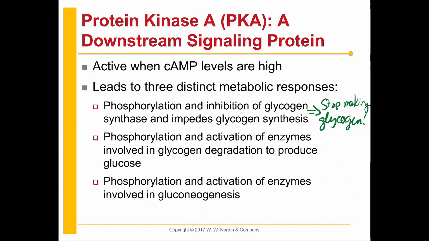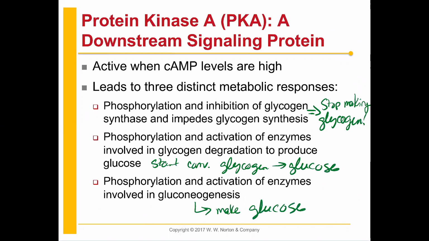It's also going to phosphorylate and activate enzymes that are involved in glycogen degradation to produce glucose, right? So this is great. We're going to start converting glycogen to glucose. This is what we want, right? But at the same time, you're also going to activate enzymes through phosphorylation that are involved in gluconeogenesis. Oh, what are we doing? We're going to make glucose.